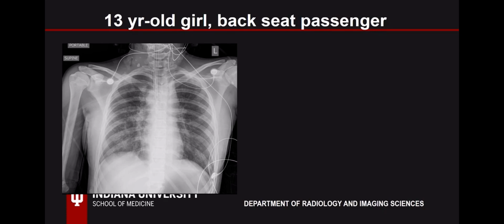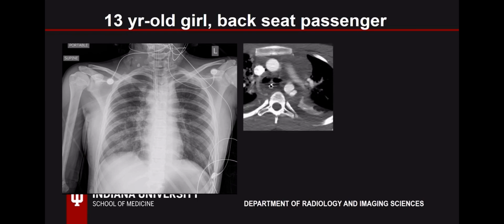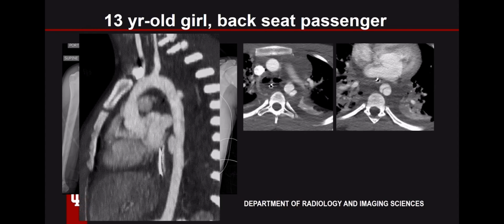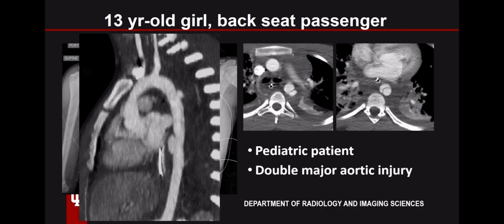Here's an unusual case of a 13-year-old girl involved in a motor vehicle collision. There are abnormal mediastinal and aortic contours. And on chest CT, we see substantial mediastinal hemorrhage with a pseudoaneurysm of the proximal descending thoracic aorta. However, in the distal thoracic aorta, there's another pseudoaneurysm with periaortic hemorrhage. And on sagittal MPR, we can see that there are two pseudoaneurysms of the thoracic aorta. So this is unusual, one, because this is a pediatric patient. Major aortic injuries are not common in the pediatric population, and there are two aortic injuries.